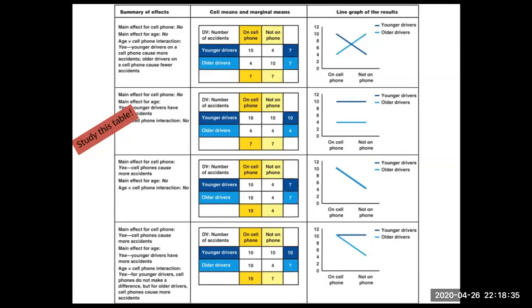Third one, same idea, just looking at the numbers jumbled around, 10 and 4, 10 and 4. So in this case, on a cell phone, 10 and 10, not on a cell phone, 4 and 4.